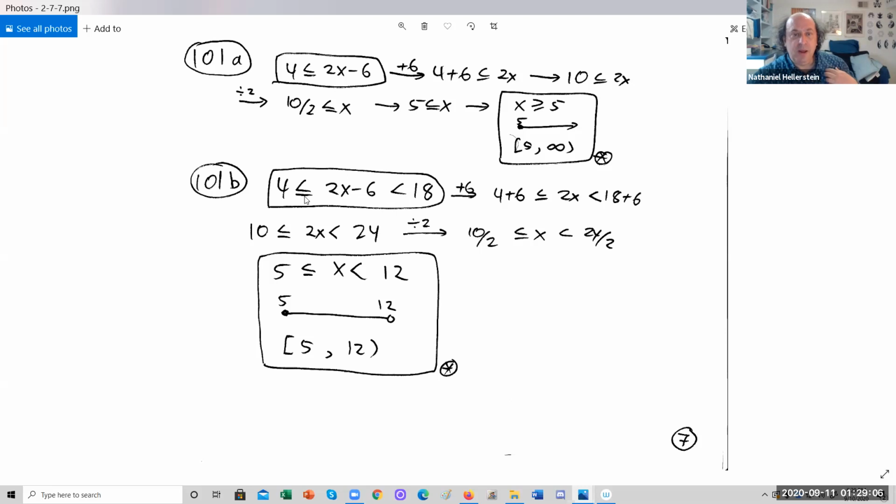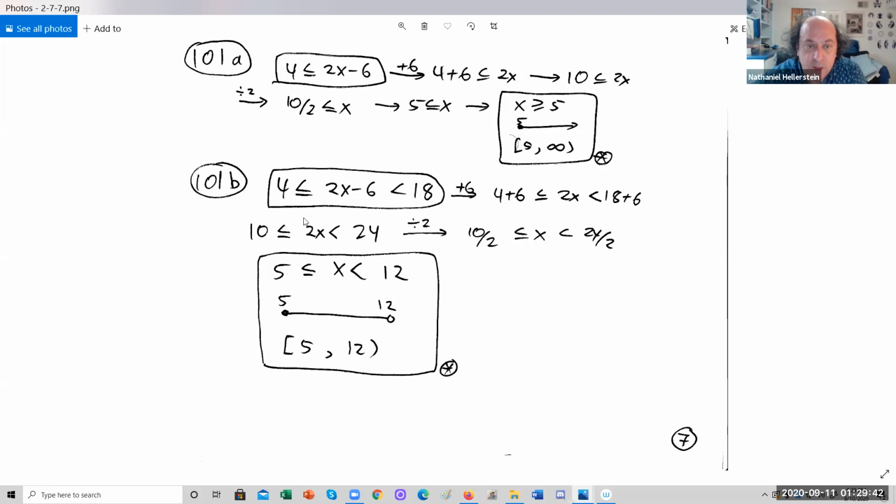Now for this one, we have another inequality. So 2x minus 6 is greater than or equal to 4, but strictly less than 18. So we do a lot of the same operations. First, we'll add 6 to all three parts, turning this 2x minus 6 into a 2x. The inequalities stay the same. The less than or equal remains less than or equal. Strictly less than remains strictly less than. We get 4 plus 6, less than or equal to 2x, less than 18 plus 6. So 10 is less than or equal to 2x is less than 24.